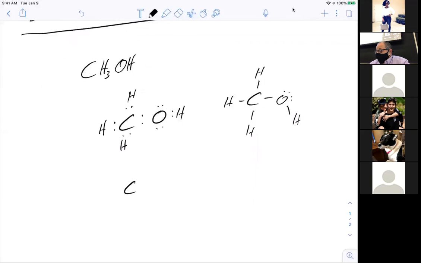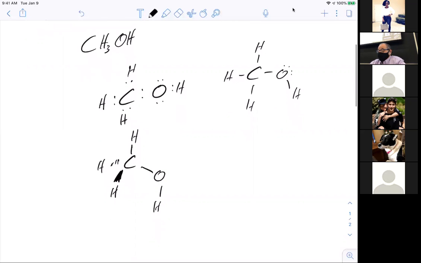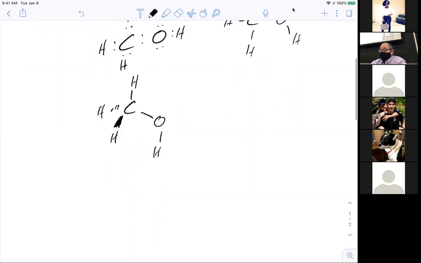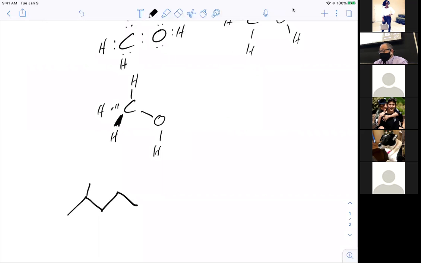You should also be able to think about the perspective drawings. Something like this, so understand the wedge and the dash system for drawing molecules. We need to be able to do a simple, or not always simple, but straightforward nomenclature.